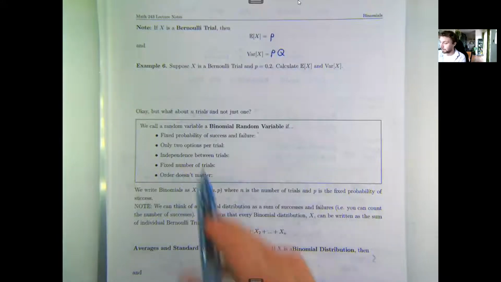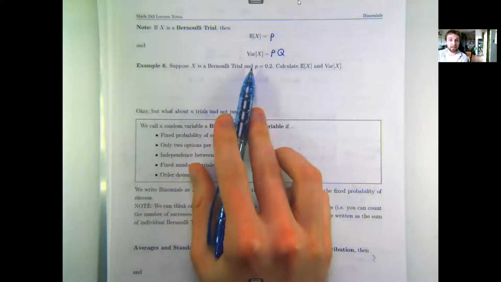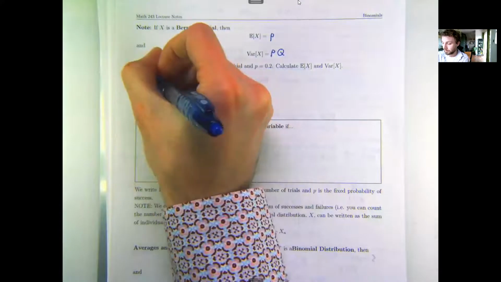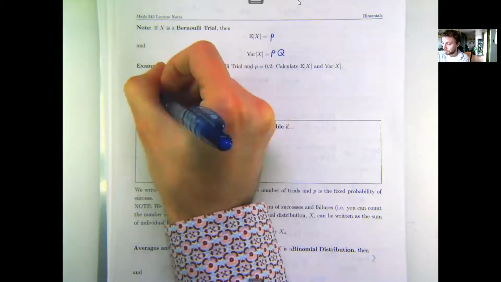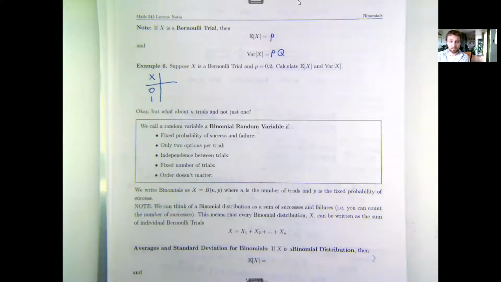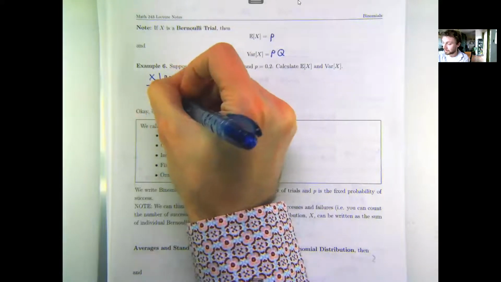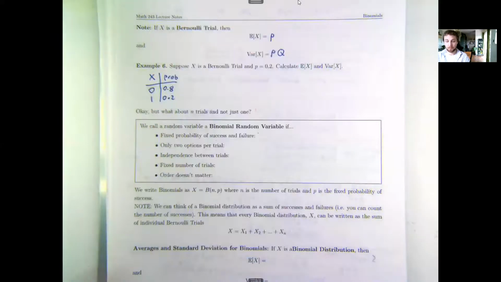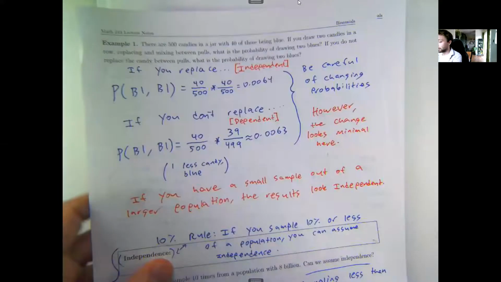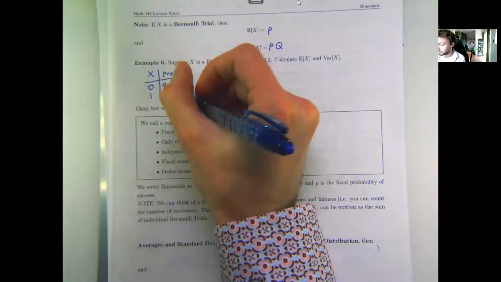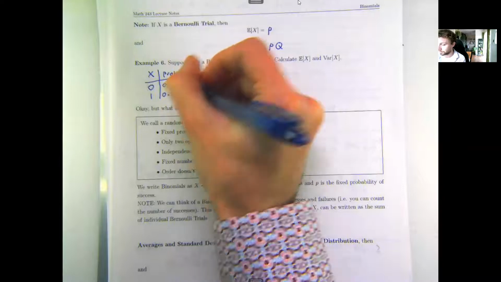So for example, suppose X is Bernoulli and P is 0.2. Calculate the expected value and the variance. Well, you can make a table. You have 0 or 1 success. You can list your probabilities. You have a 20% success rate and an 80% failure rate. And you could use the longer formulas here to find the expected value and the variance. Or you can use the shortcut to go, okay, this is P, this is Q.